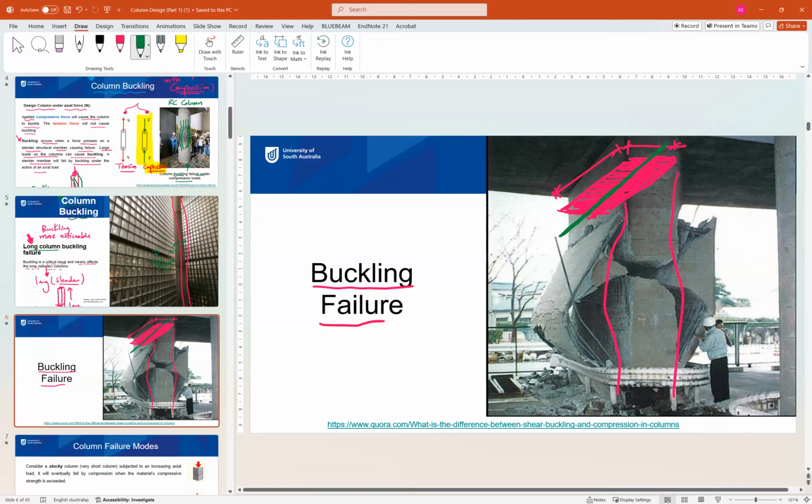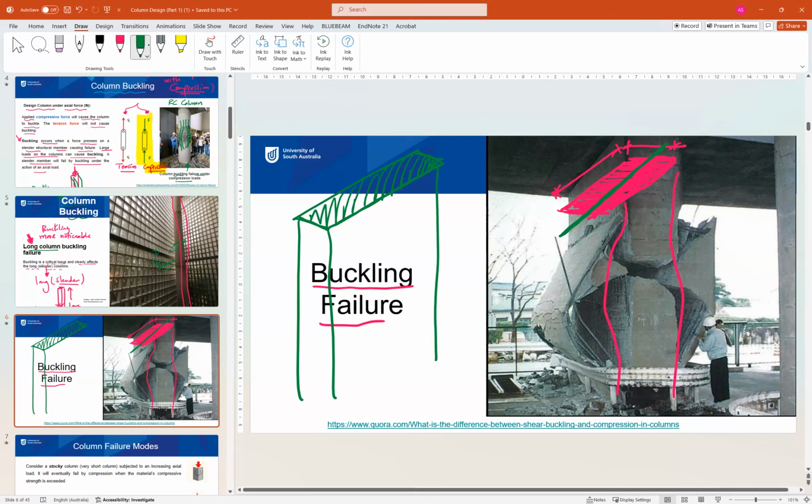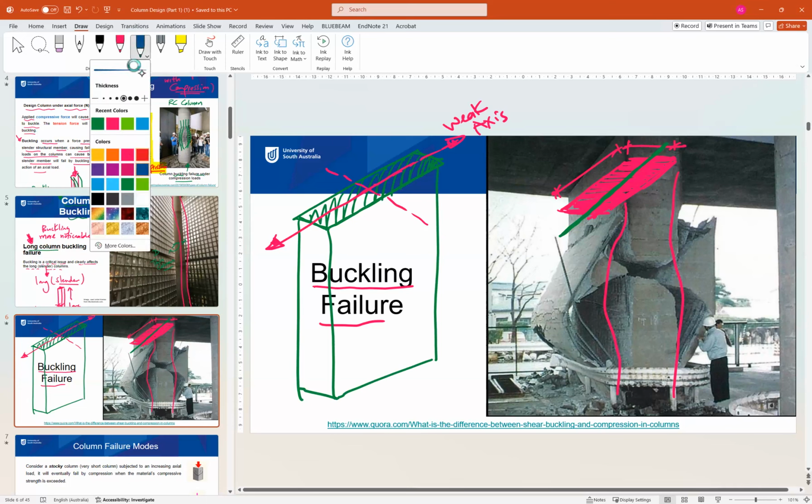So if we draw it like that, if this is the column, we have two axes, one of them this one and one in the other direction. This axis is called the weak axis. This is the axis where the column will start buckling about.